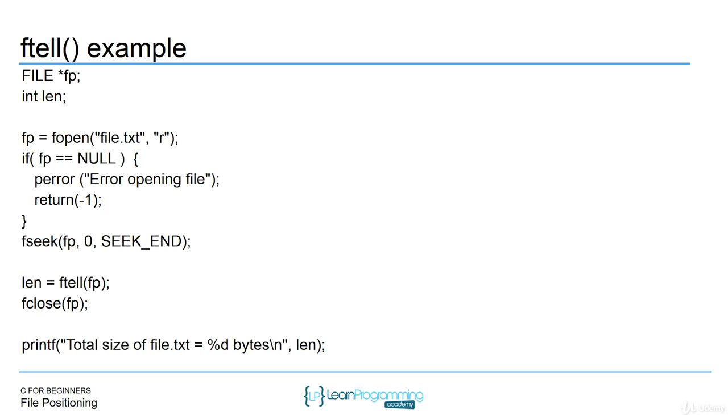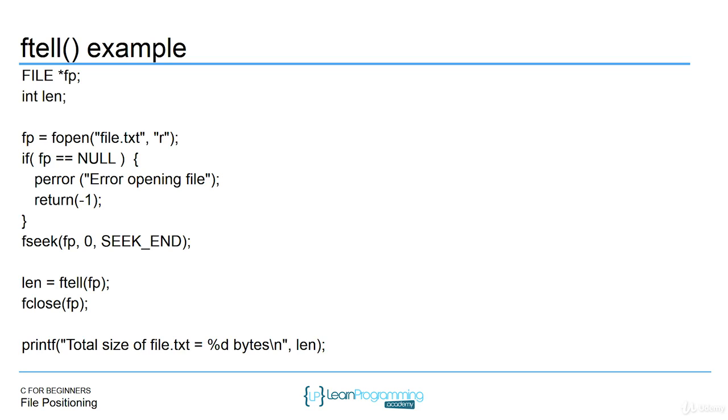So in this example, we're creating a file pointer called fp, and we're creating an integer called length. We're going to open up the file, and this would be for reading only. We're going to make sure it's not null. If it is, we're going to return an error, and then don't worry about the fseek. The fseek is actually just going to go to the end of the file. This is another function that helps us. I'm only using it to demonstrate the ftell.